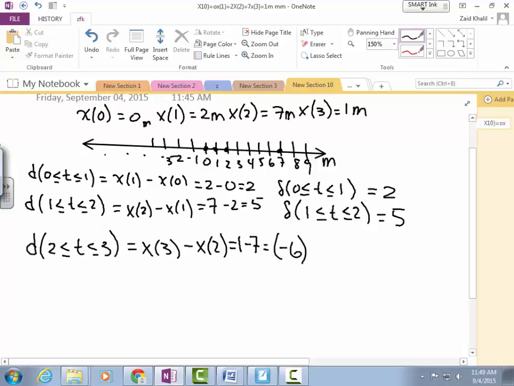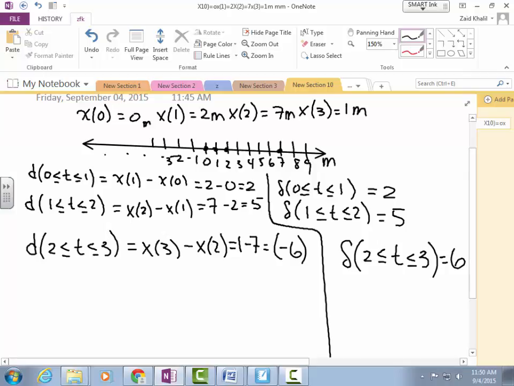Negative 6. Let me actually give this some space. What distance does it travel? Correct. The distance it travels is 6 meters. What's the total displacement? In other words, what I'm really asking is, what is the displacement from what to what? 0 to 3.